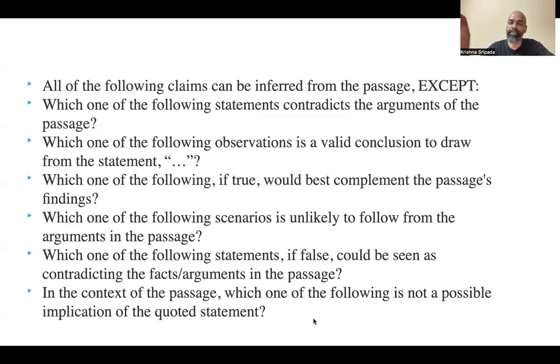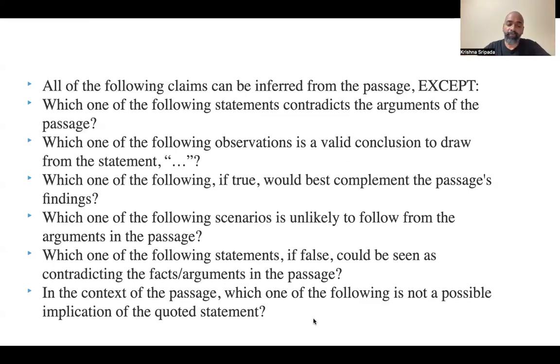Which of the following situations is similar to the situation mentioned in the 3rd paragraph of the passage? That means parallel reasoning or something similar. Which of the following reflects the logic used by the author in so and so particular paragraph? That's the further application question or parallel reasoning question type.